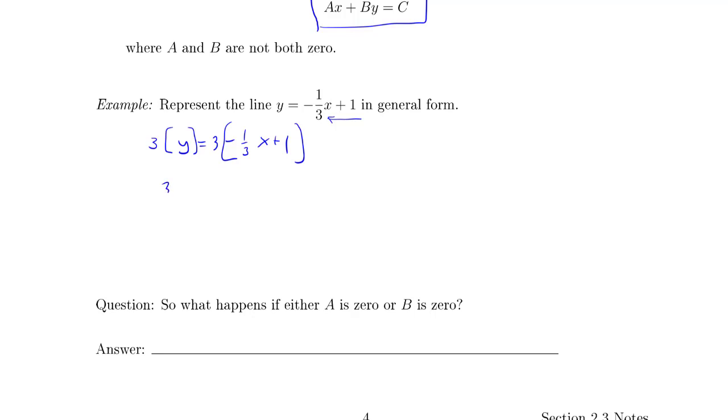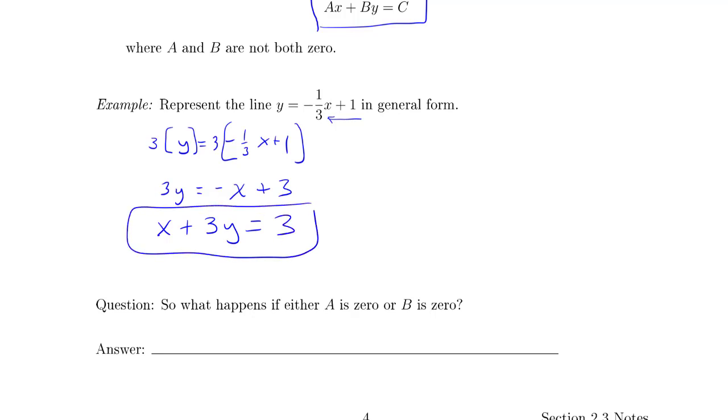If I do that, I get 3y is, the 3's cancel there, so I get negative x, and then distribute, remember, the 3, so I get plus 3. So I have 3y equals negative x plus 3, and then I'd simply add the x to the left: x plus 3y equals 3. And there you go. There's the general form version of that line.